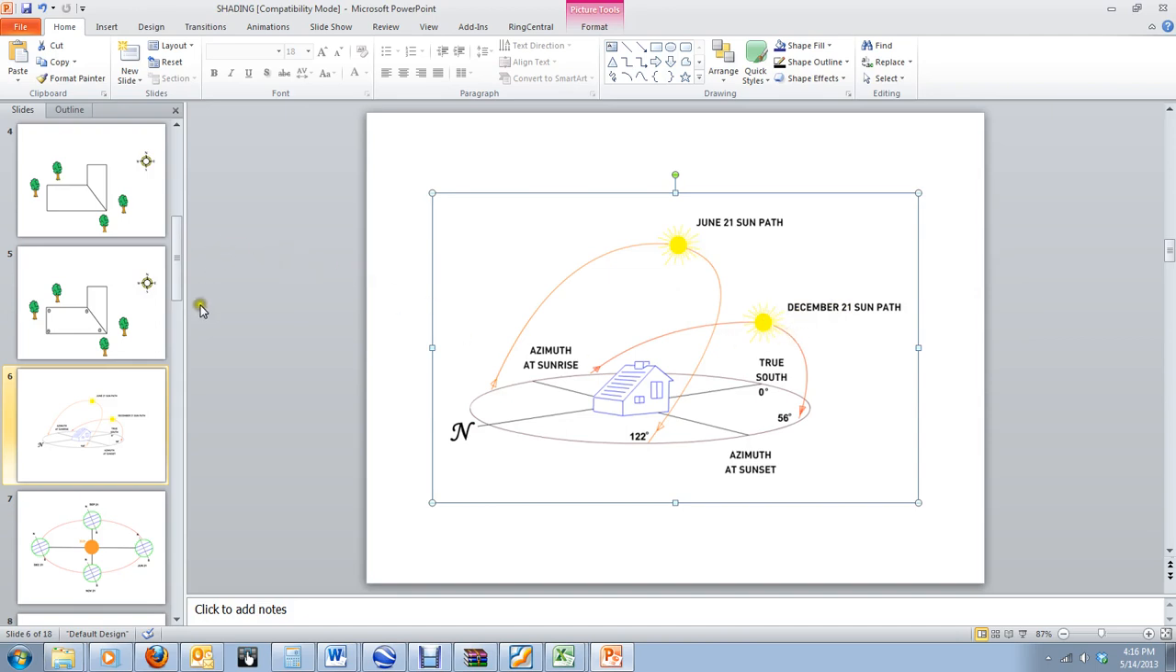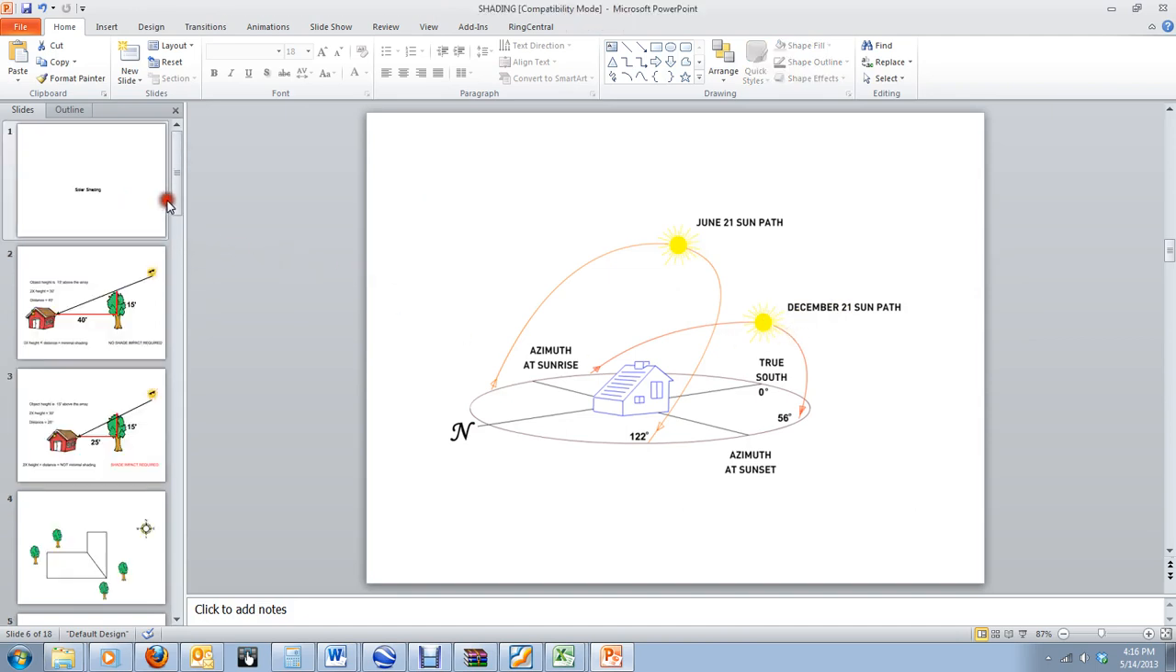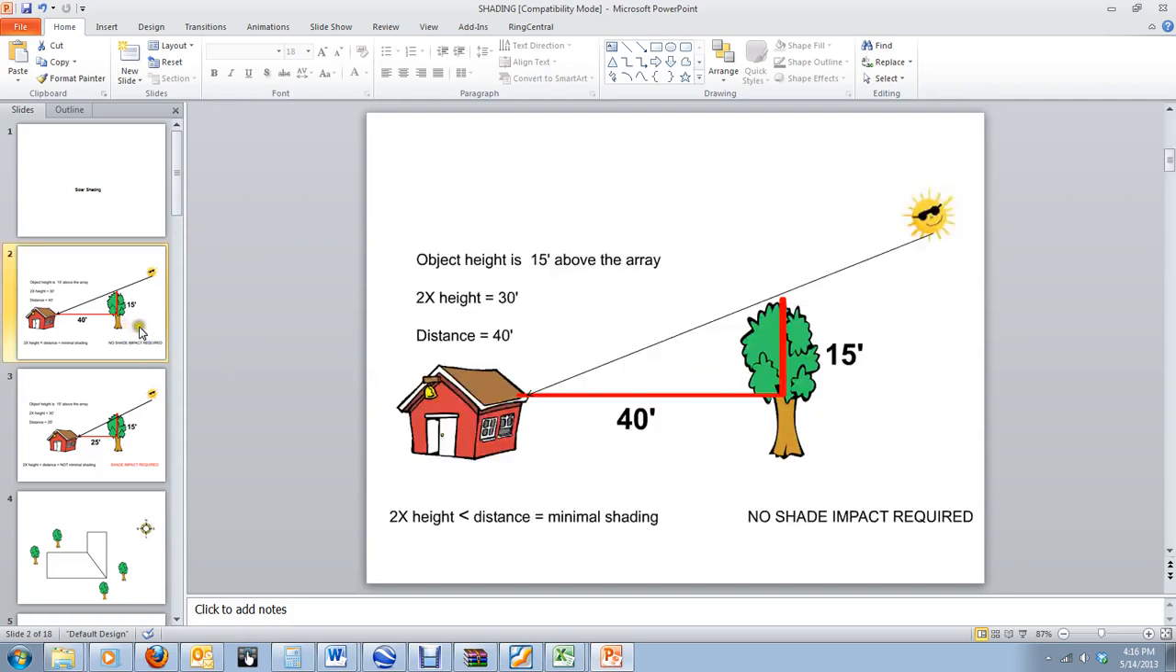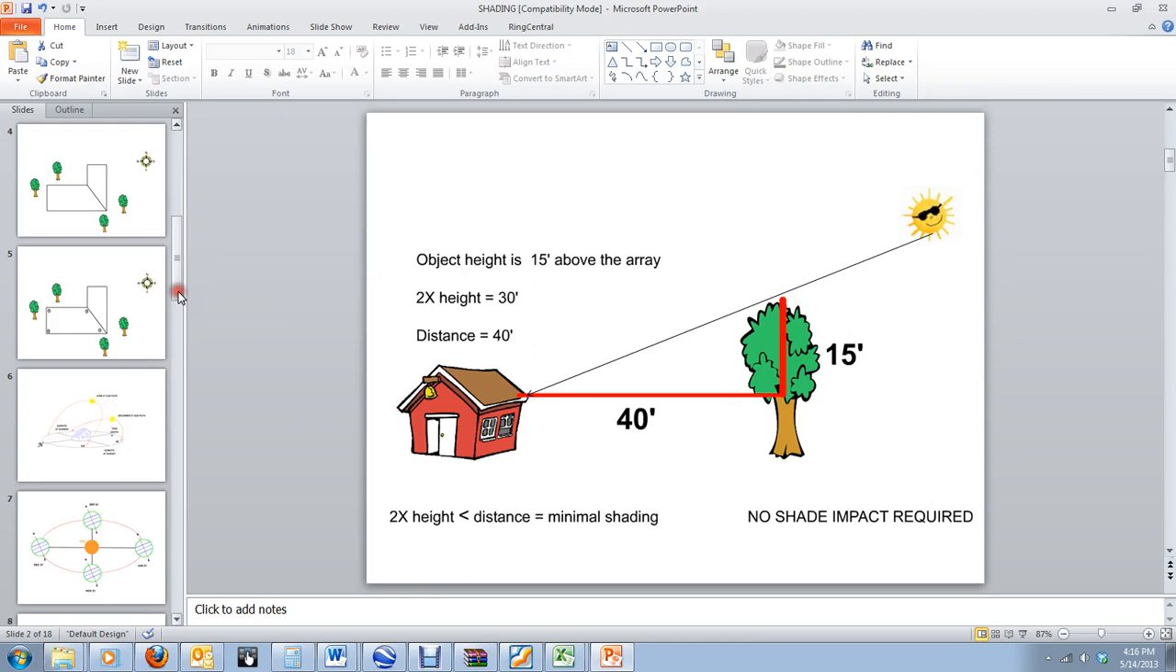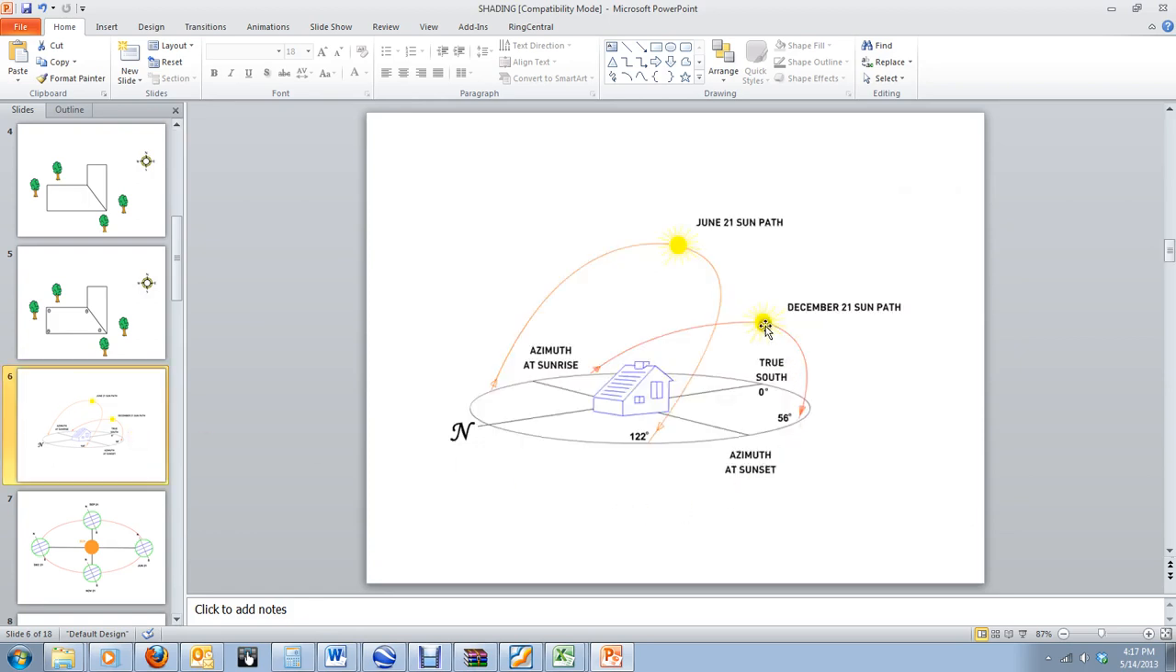So when we design systems, do we design them for the worst possible situation? That's why this slide is based on winter months, not summer months, because the sun would be really high in the sky in the summer months, and this tree would have no effect. But we are designing our systems for worst possible scenarios. We are designing our systems based on winter months.